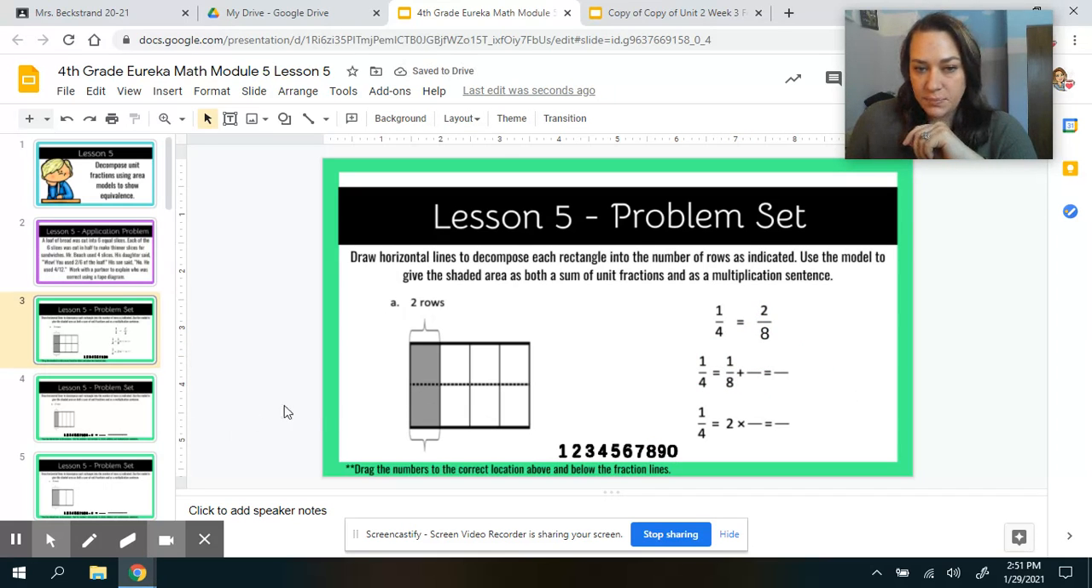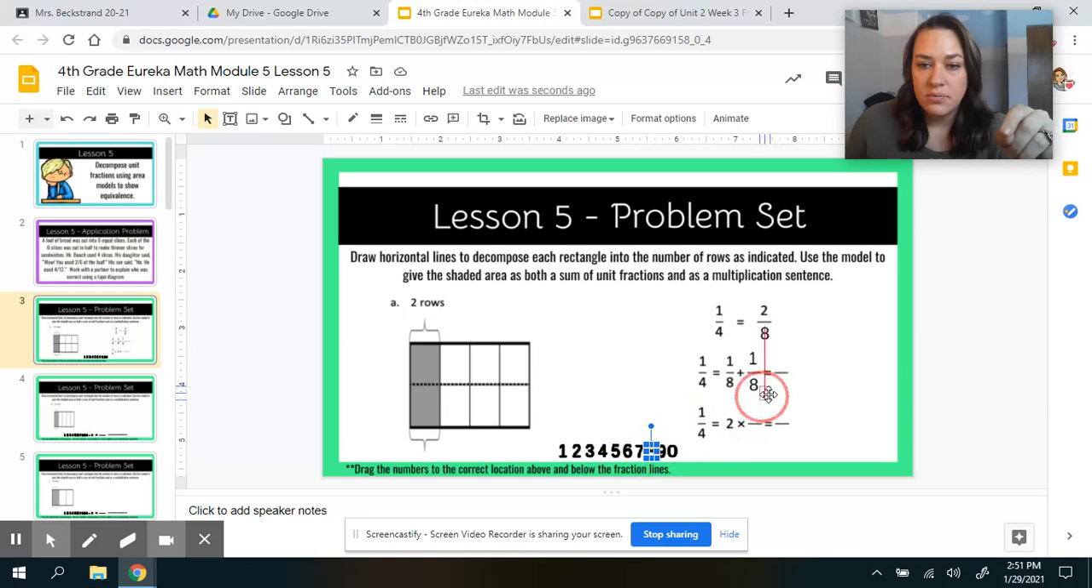Because as soon as I decompose that, I just have smaller pieces, right? But I have the same amount as the whole. My shaded part didn't change. So that's why they are equal. It's broken apart into smaller pieces. So we could say that 1/4 is equal to 1/8 plus 1/8, right? That's going to give us that 2/8. Because my 1/4, when I decomposed it, it became 1/8, 1/8. You guys see that? Which is equal to 2/8.